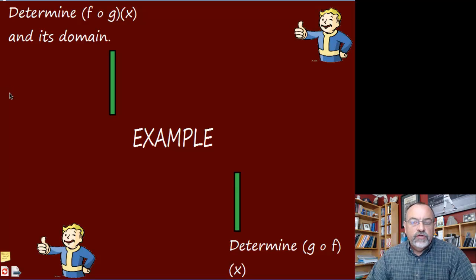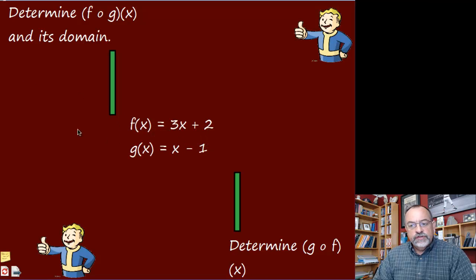Chapter 1, Lesson 4, Precalculus. We're going to do some examples where we compose functions and then determine the domain of the new function. The first couple functions are kind of easy, so we'll deal with those first. We'll take f of x, which is 3x plus 2, and g of x, which is x minus 1, and we'll do f composed with g, and then g composed with f.